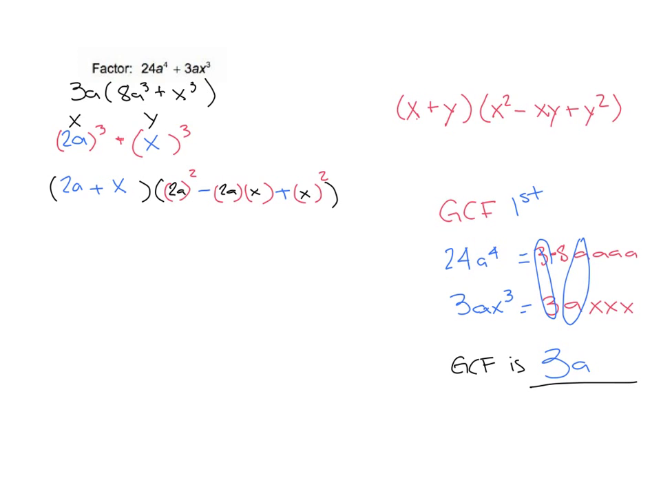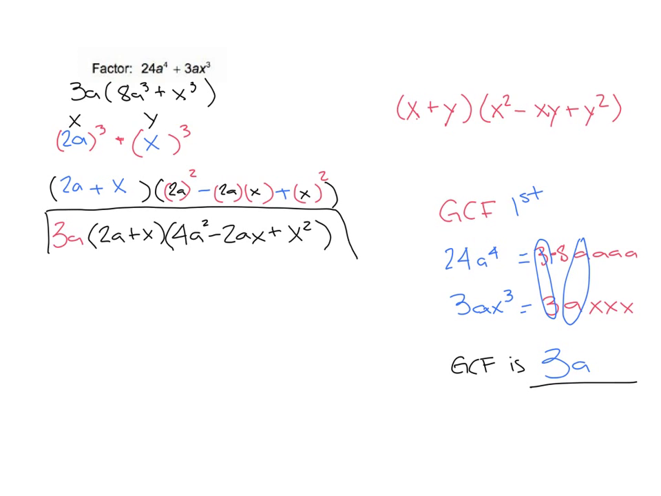All right, now let's break down this math. You don't do anything to the first part. Oh, and don't forget to bring down the GCF. That goes there on the outside. Don't want to forget that, all right? And then we get 2a squared. You break that down, that's 4a squared, minus 2a times x is 2ax, plus x squared is x squared. So our entire answer would be this right here. Remember, don't forget to put that GCF back on the outside if you take one out.